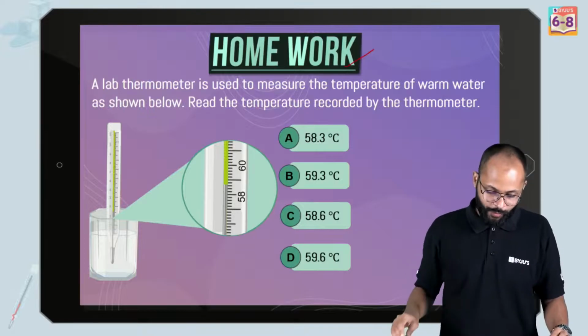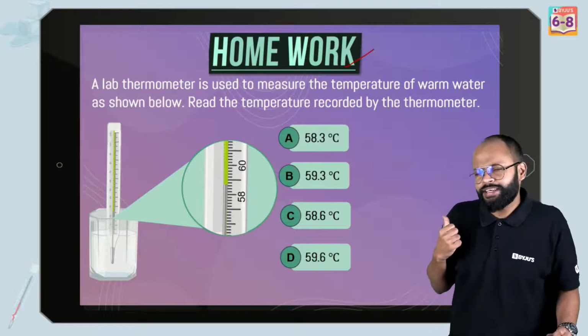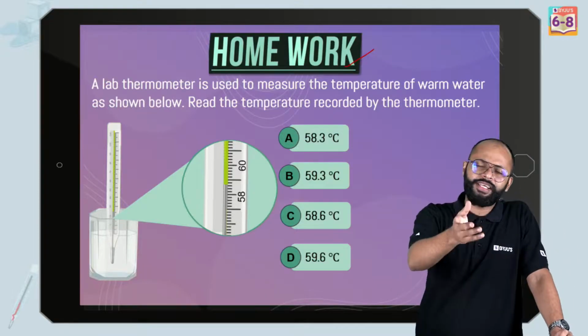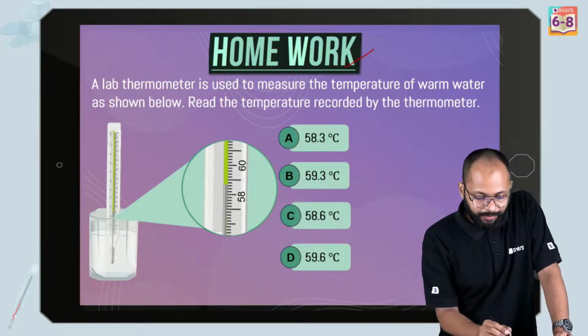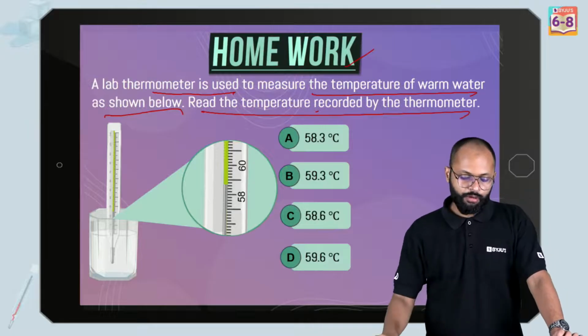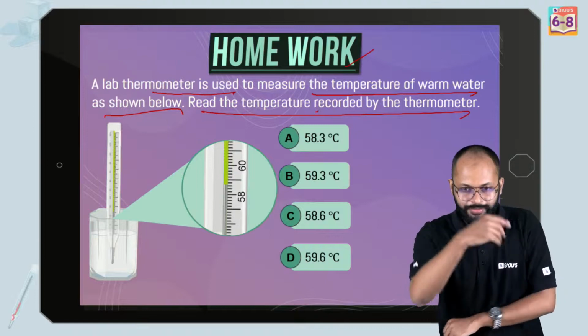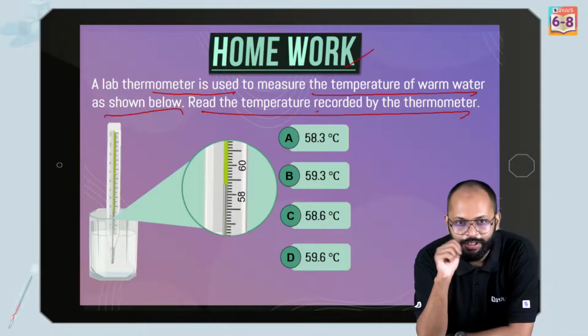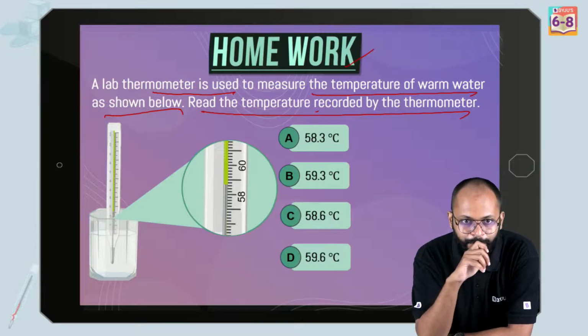So, the first homework question, I think you can answer it by looking at it, and you can answer it in the comment. A lab thermometer is used to measure temperature of warm water as shown. Read the temperature recorded by the thermometer. It's an easy question. You can just take a screenshot. Pratyush, I saw the question. Don't worry. I know the question and I'll explain it to you.